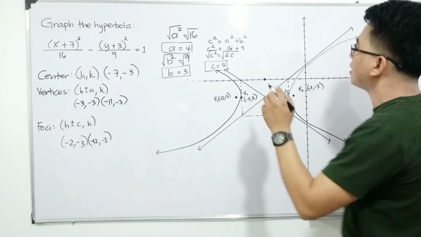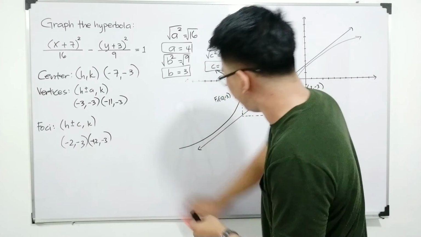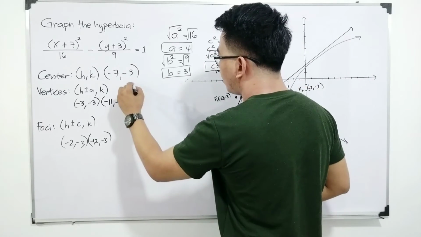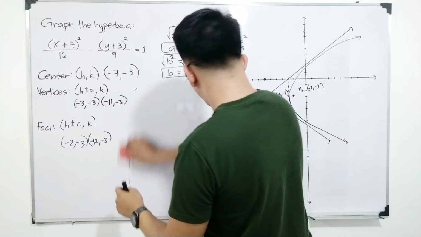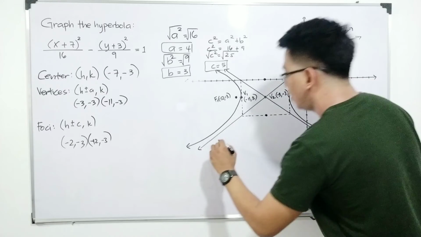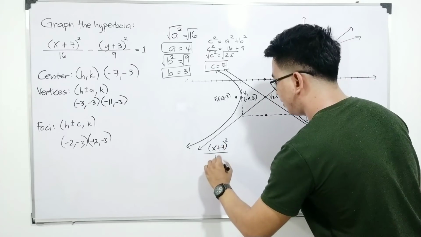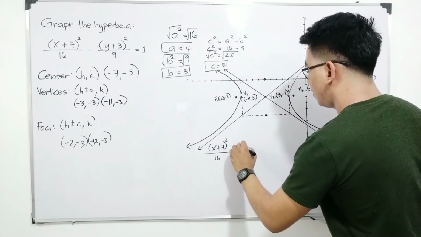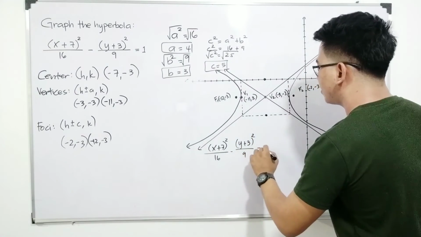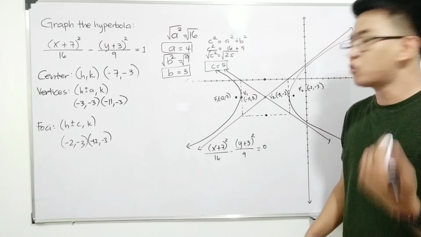So try natin. Solve natin dito. Cut ko lang ito ng konti and bring natin ito dito. Basta, continuous lang yan. So ang ating equation ngayon dito guys ay ito: x plus 7 squared over 16 minus y plus 3 squared over 9 minus 1 is equal to 0. Kailangan natin maging slope intercept form. Dapat mag-solve tayo for y.